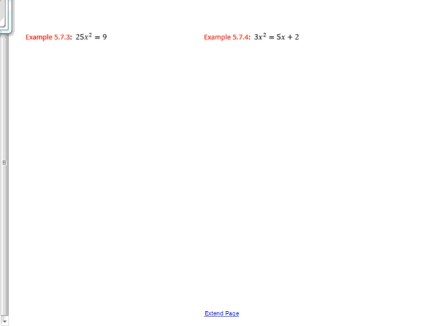Alright, same thing here. They're not on the same side. So what happens to that positive 9 when I move it across? I get 25x squared minus 9 equals 0. Alright, there is no GCF. How many terms do you see? 2. Is it squares or cubes? And that's the difference of squares.